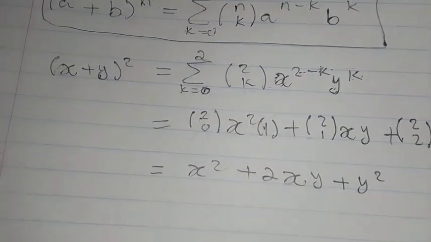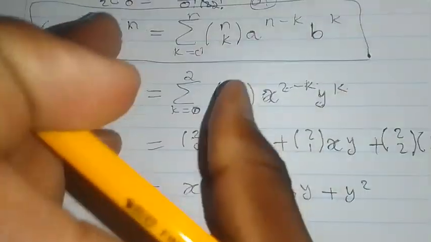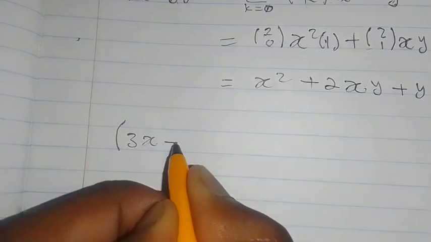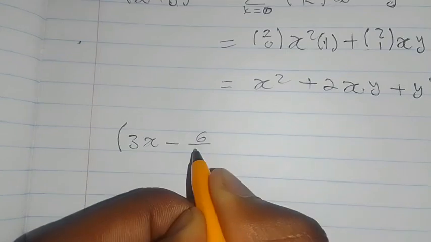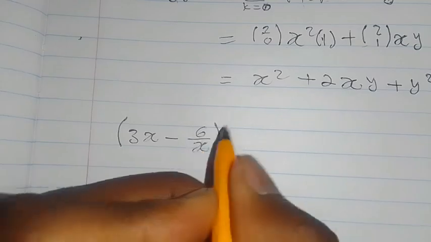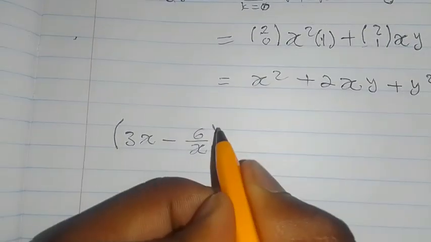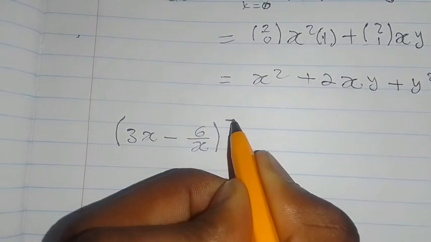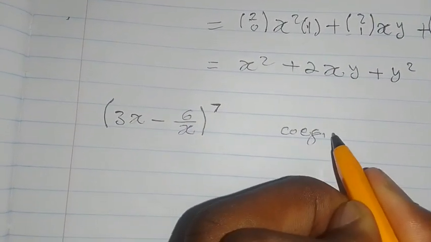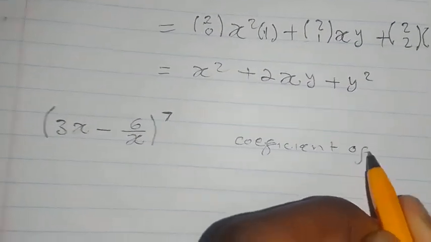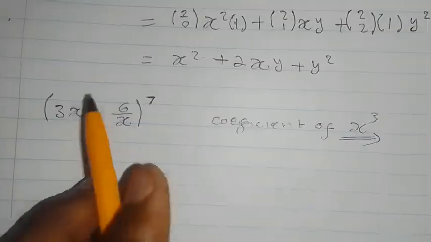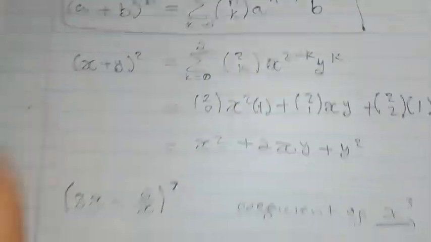But now this is not about expansions only. Let's say we want to find coefficients as well. Let's say maybe we have (3x - 6/x)^7, and we want to find the coefficient of x cubed. Let's say something like this, and they ask you to find the coefficient of x cubed. This is where the theorem comes in handy.